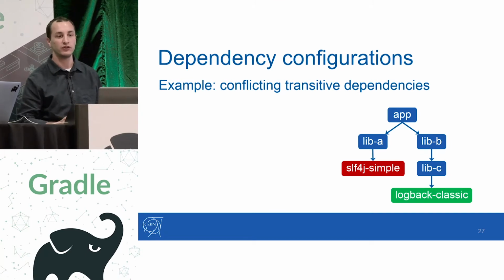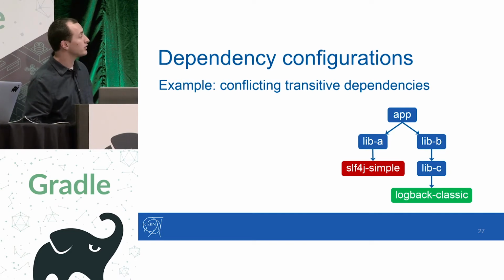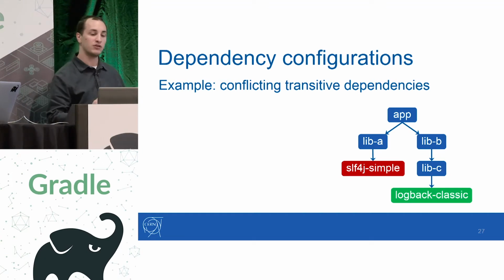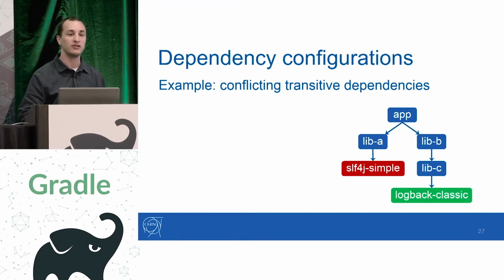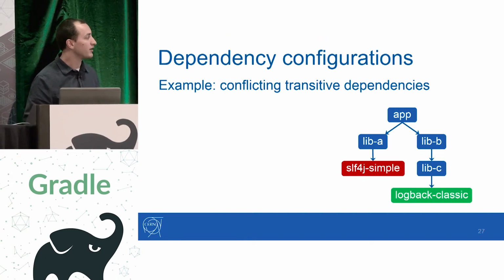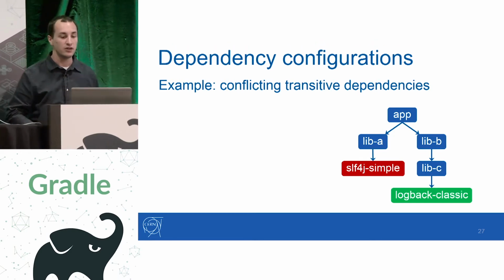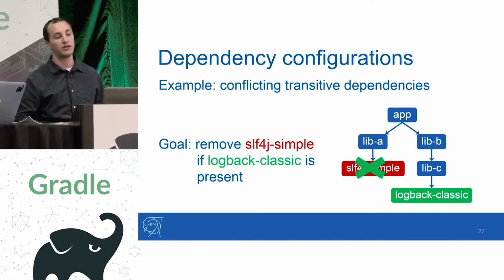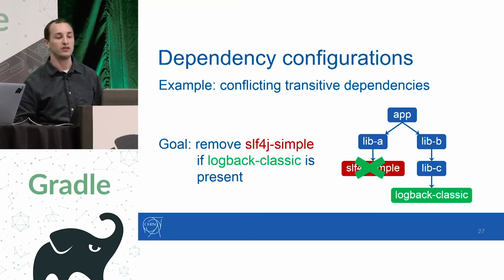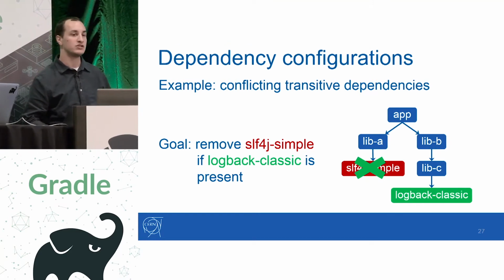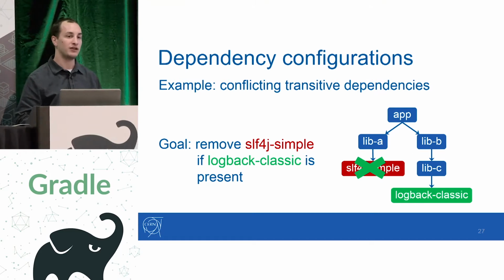It's not a version conflict of the same dependency, but a logical conflict that can be defined on an organization level how it should be resolved. Let's say, for example, that if the policy is that if both dependencies are present, then Logback Classic should be preferred always. So the goal is to remove SLF4J Simple, but only in the case if Logback Classic is present. Now, of course, you cannot just simply go and define an exclusion rule.